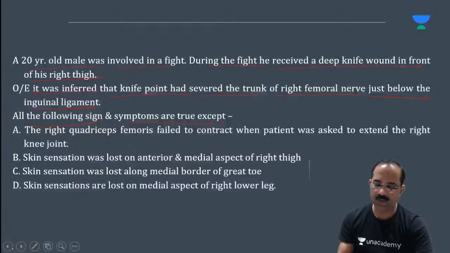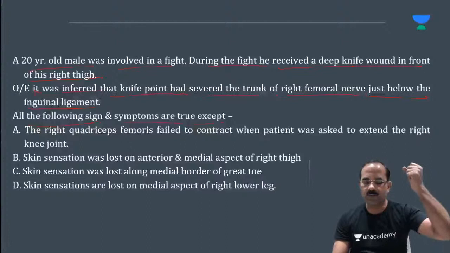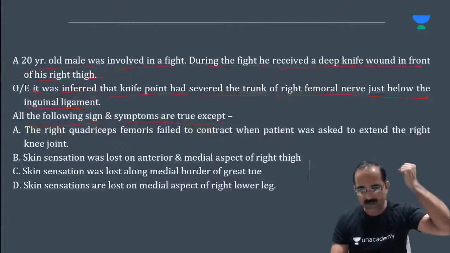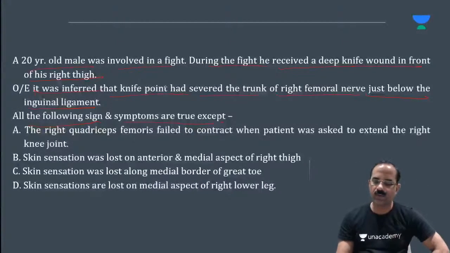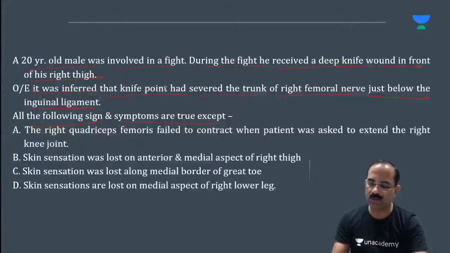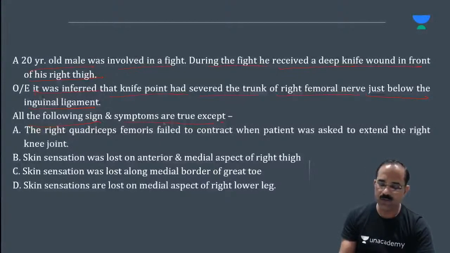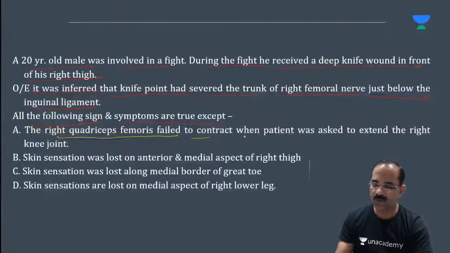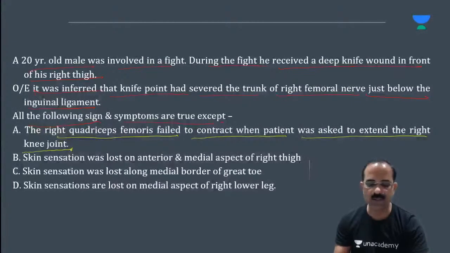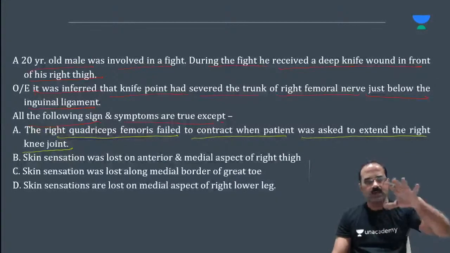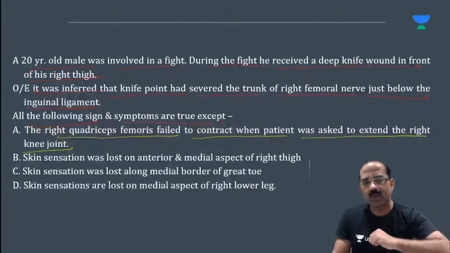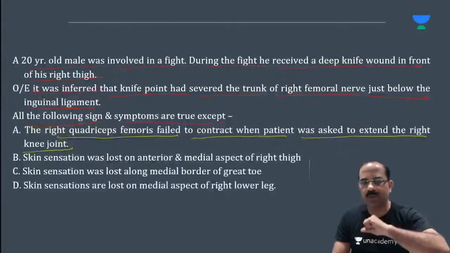So have a look. A person was involved in a fight and a knife point hit the femoral nerve. So the femoral nerve is injured. Now see, all the following signs and symptoms are true except: the right quadriceps femoris failed to contract when the person was asked to extend the right knee joint. Correct? The femoral nerve supplies the quadriceps femoris, so the quadriceps will be paralyzed.